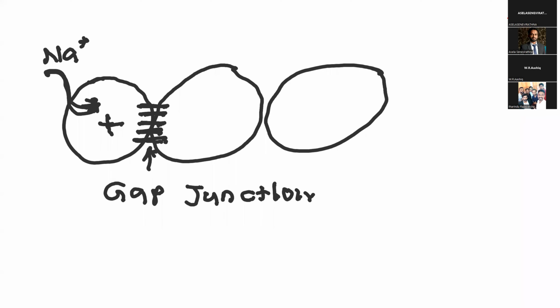We are calling this a gap junction. A gap junction is the communicating junction in between each cell.